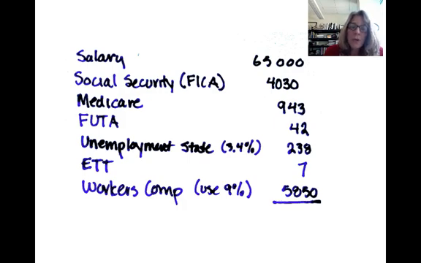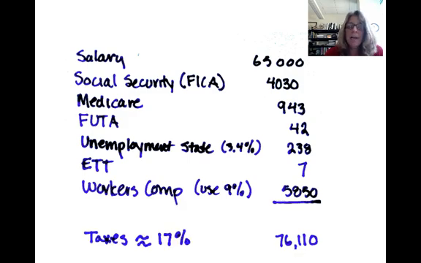Now we would want to know what kind of work the person is doing, in order to determine what their workers' comp is. But in this case, 9% of 65,000 is 5,850. So that means the total cost to the company is not $65,000, their wage, but $76,100, which actually is 17% more cost to the company, just for things that are considered taxes.